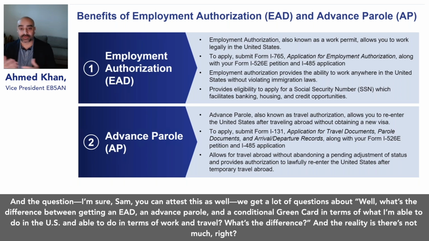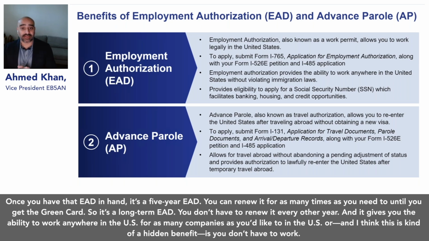And the question, I'm sure, Sam, you can attest to this as well. We get a lot of questions about, well, what's the difference between getting an EAD and an advanced parole and a conditional green card, in terms of what I'm able to do in the U.S. and in terms of work and travel? What's the difference? And the reality is there's not much, right? Once you have that EAD in hand, it's a 5-year EAD. You can renew it as many times as you need to until you get the green card. So it's a long-term EAD. You don't have to renew it every other year.